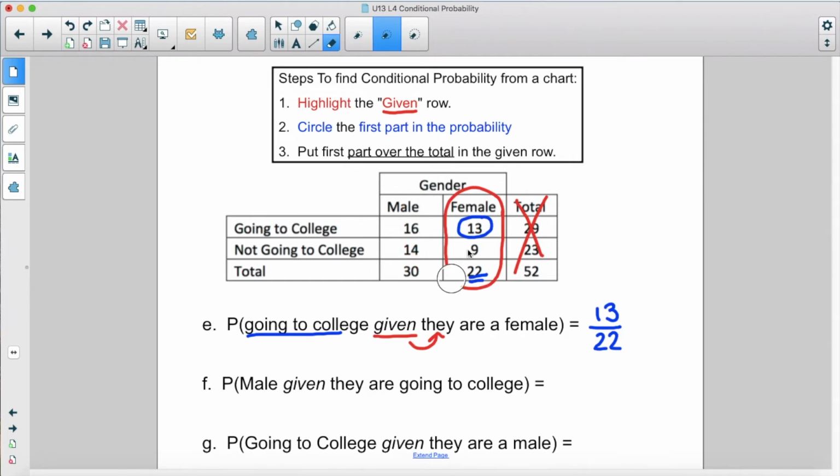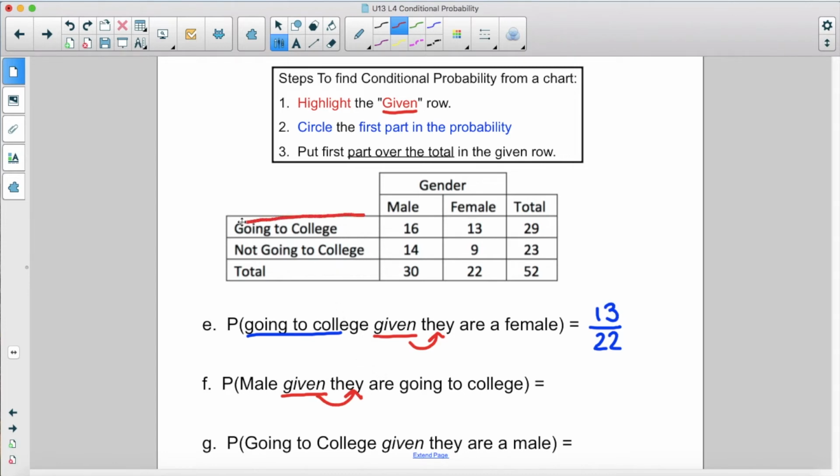Okay, so now I'm going to erase this so I can do the other ones as well. So let's look at part F. So it says the probability of male given they are going to college. So our given is they're going to college. So I'm going to circle this. Okay, given they're going to college, the whole thing. We don't care if they're not going to college. We don't care about the total over here. We only care about them going to college.